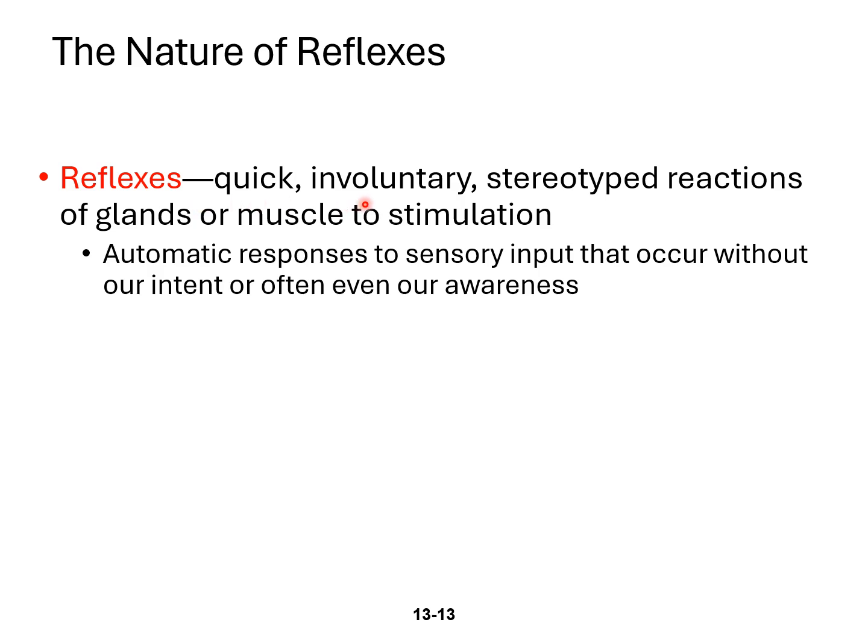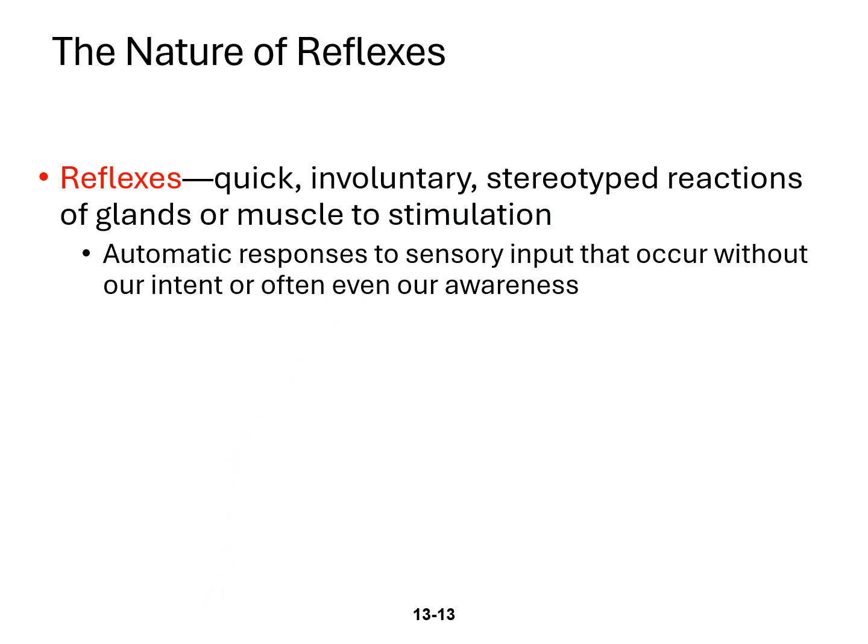Reflexes: quick, involuntary, stereotyped reactions of glands or muscles to stimulation. So it's an automatic response to sensory input that occurs without our intent or even our awareness. Touching a hot stove, you don't need to think about it, you just pull your hand away. Stepping on something sharp, your leg gets pulled back. All of these things are stereotyped in a way to make sure that our body is safe, we don't burn our skin, we don't step on something sharp, and so on and so forth.